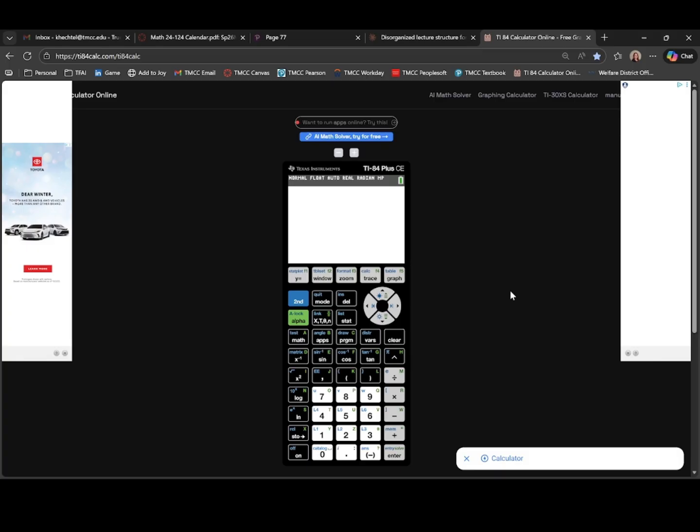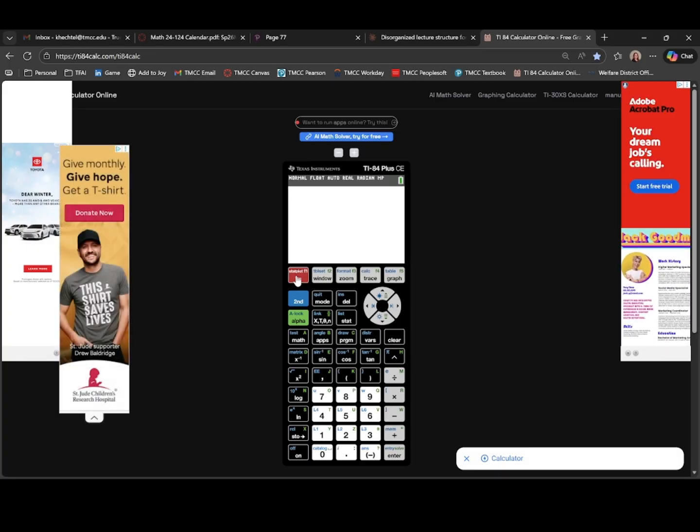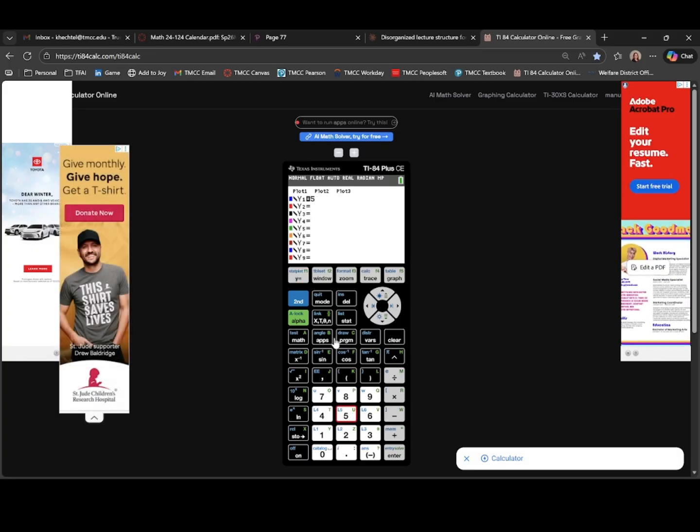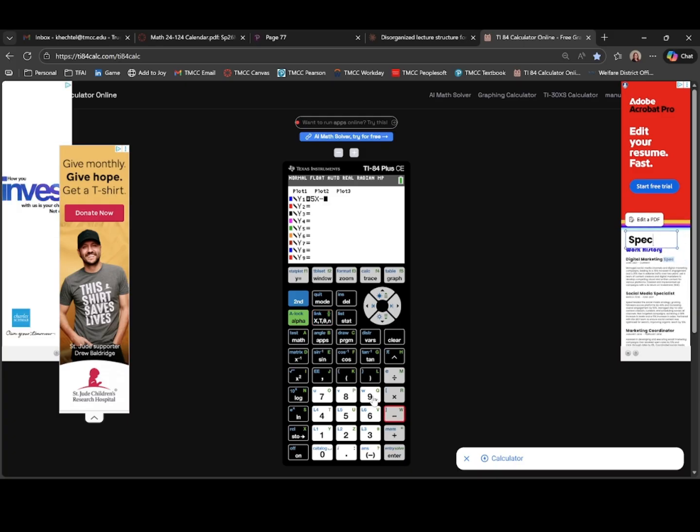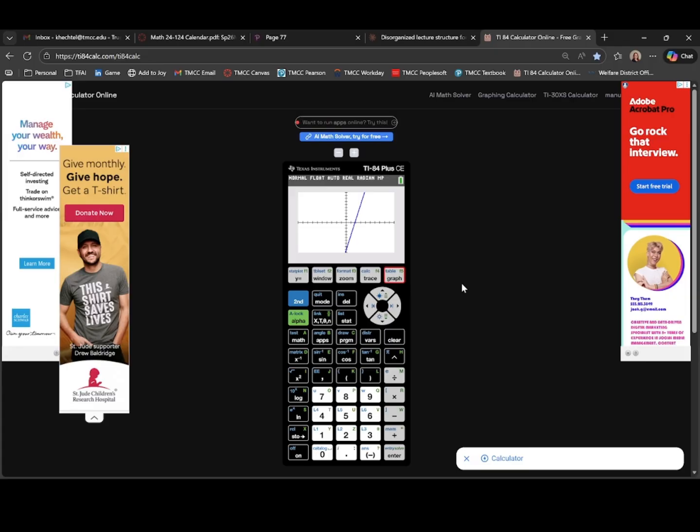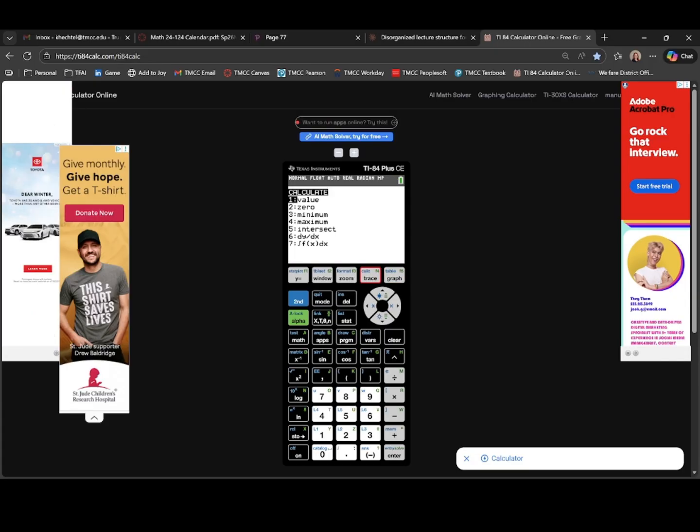Here we are back at the calculator. I'm going to go to y equals, and we're going to look at 5x minus 9. Enter. I'm going to go to the graph, and we can clearly see it. Now we're also going to do, again, second calculate. And this time we're going to select the 0.